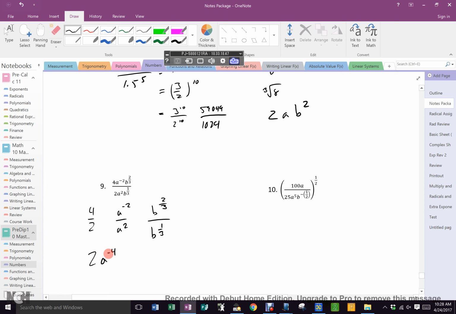Why is Mr. Myers leaving that as a negative 4? Because I'm not done yet, and I still don't 100% know what's going to happen. What do I do here? Okay. 2/3 take away 1/3. 1/3. Yeah! Pre-IB math, baby. Good job, guys. B to the 1/3.